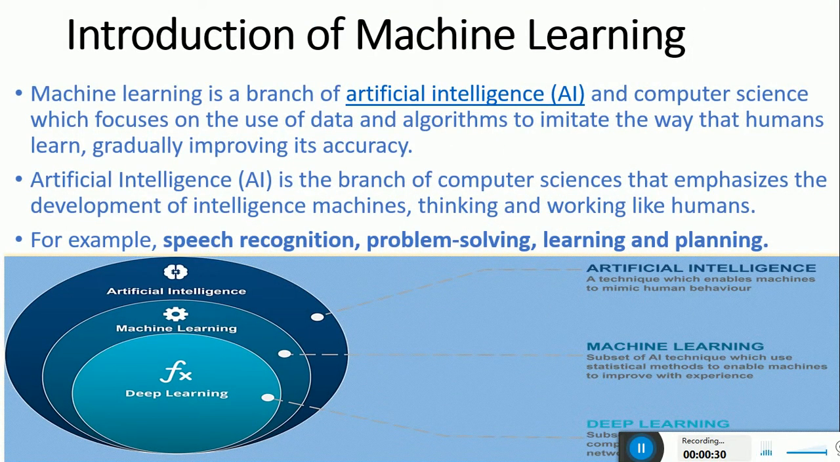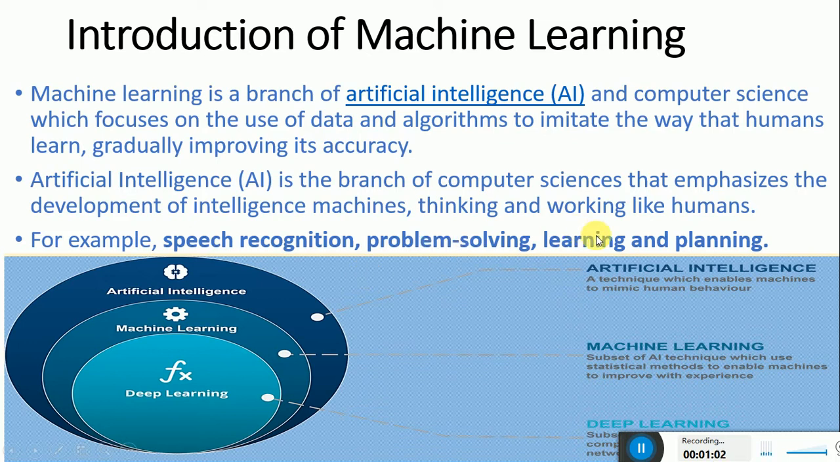Machine learning is a branch of artificial intelligence and computer science which focuses on the use of data and algorithms to imitate the way that humans learn, gradually improving its accuracy. So the first topic is artificial intelligence. What is artificial intelligence? Artificial intelligence is the branch of computer science that emphasizes the development of intelligent machines thinking and working like humans, for example speech recognition, problem solving, learning and planning.